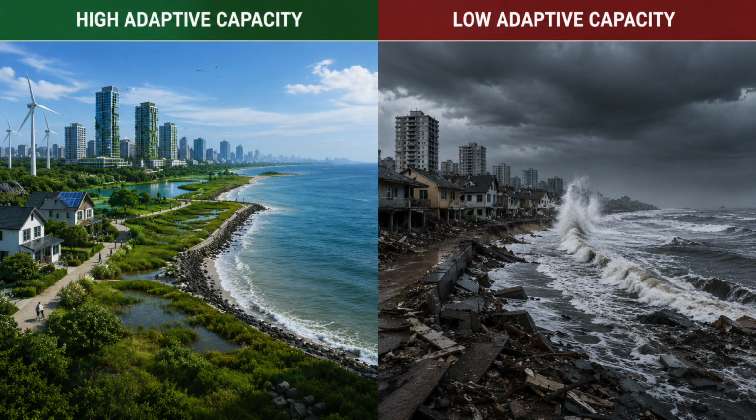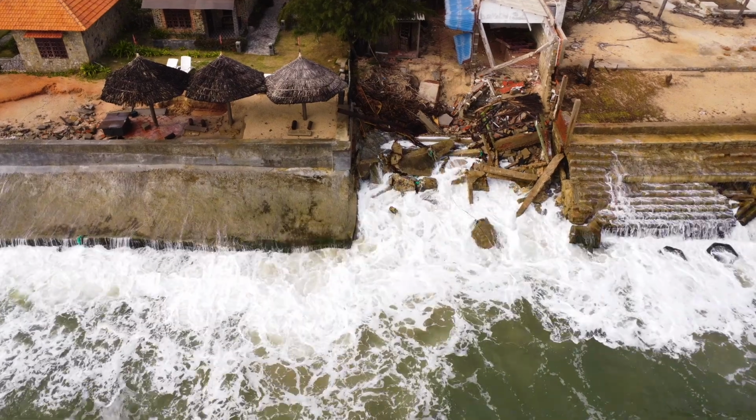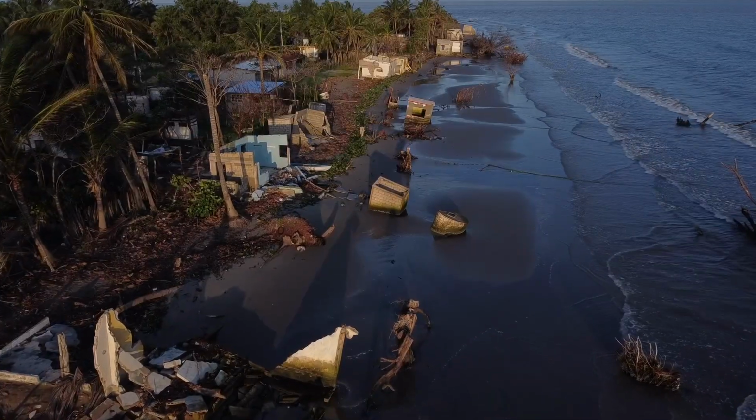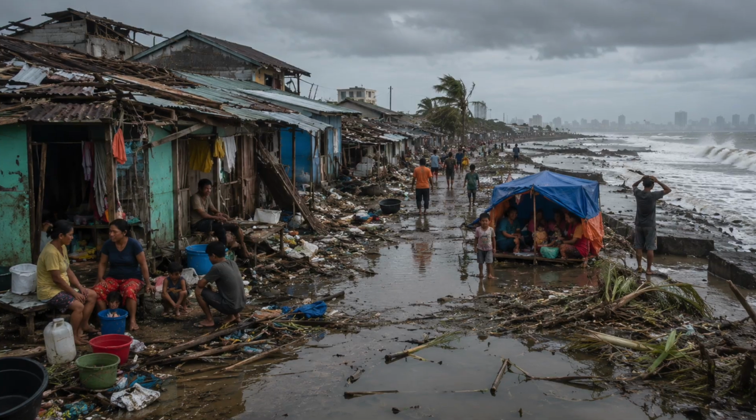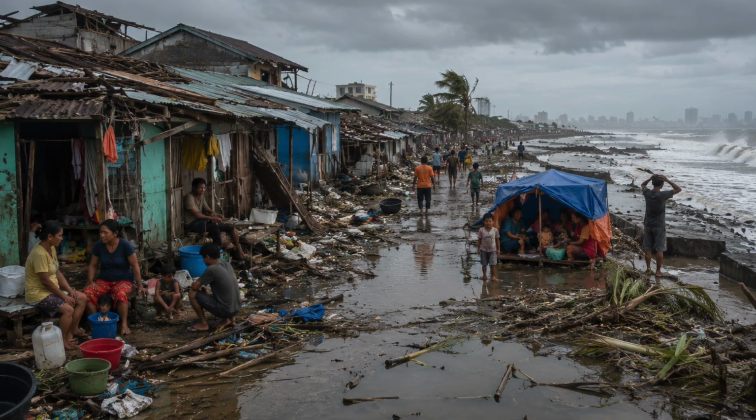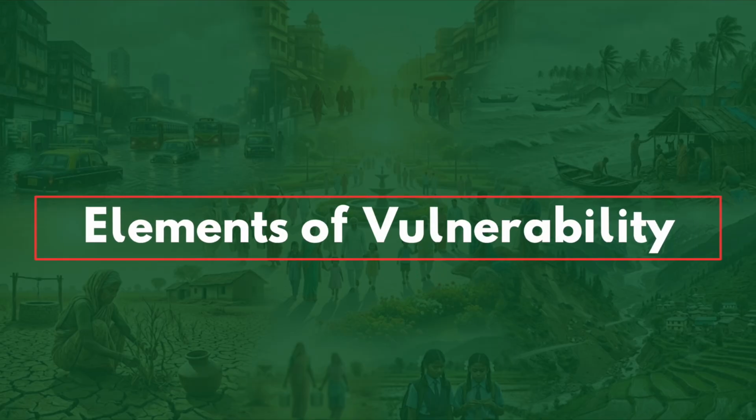Systems with low adaptive capacity are far less strong and much more likely to be affected by coastal catastrophes. There are many examples of how communities that are not very strong and cannot adapt well deal with calamities. So after this explanation, let me explain to you the elements of vulnerability.